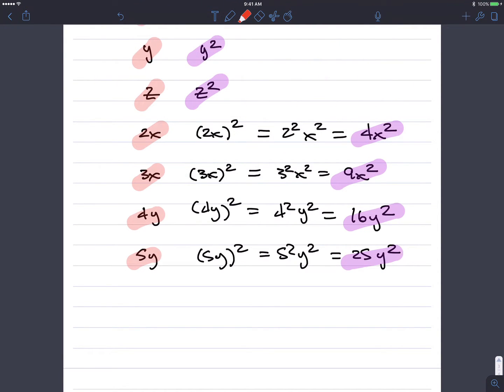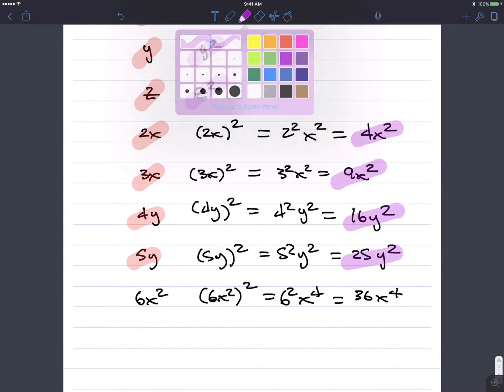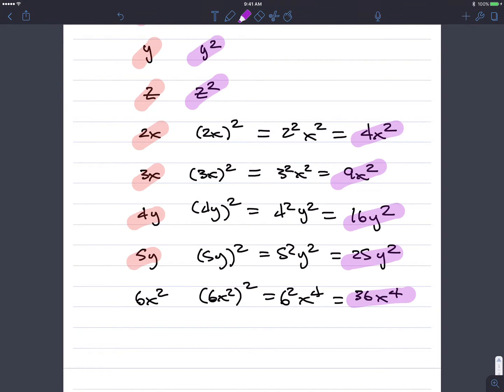And it doesn't matter. I can even plug in here, for example, a 6x squared, and I take this 6x squared and I square it using my properties. That's 6 squared x to the 4th, because I multiply the powers. That's 36x to the what? 4th power. So now, again, 36x to the 4th power, that's a perfect square. And what's my base? 6x squared.